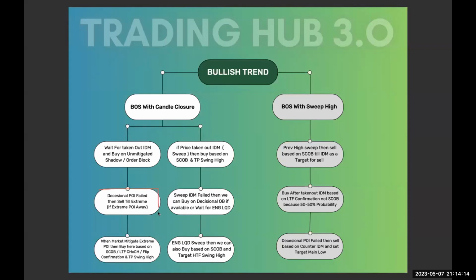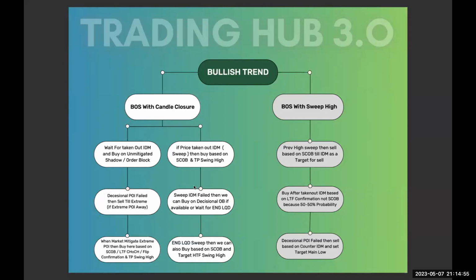Decisional PoI failed. For example, your decisional PoI failed, then how can you sell? Sorry, how can you buy. You can sell till extreme PoI mitigation and wait and buy like this. This is your demand zone, it gives a reaction and fails. Then you can sell here after taking out this high based on choch and flip and mitigate your extreme PoI and then buy, which I recently covered in previous diagrams also, showing how you can deal in this situation.